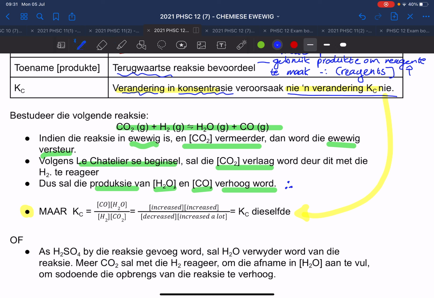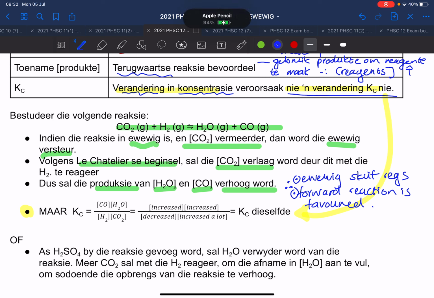en jy kan sê, dit wil sê, die ewewig skuif regs, equilibrium shifts to the right, or you can say the forward reaction is favored. Ja? Hoe weet jy na watter kant toe skuif dit? Okay, so ons het dit gedoen.